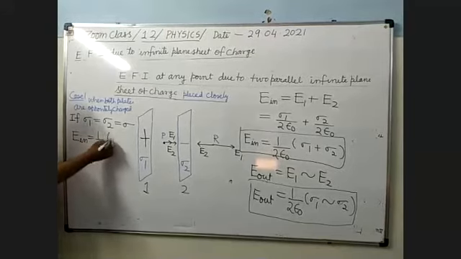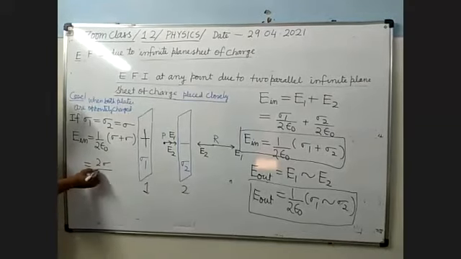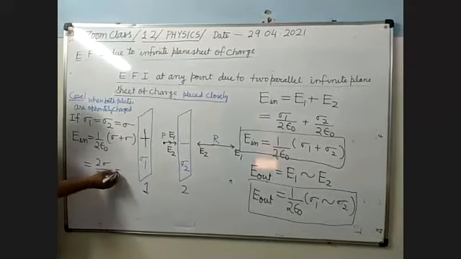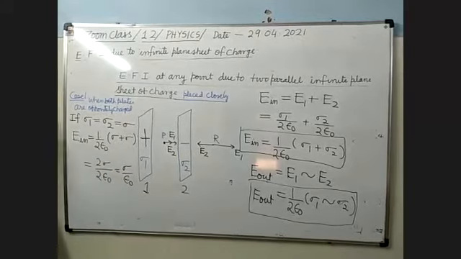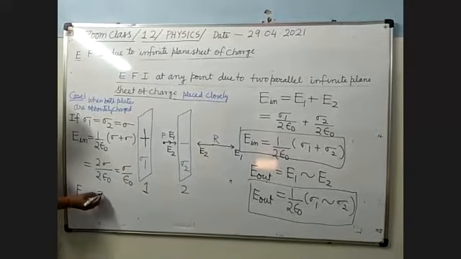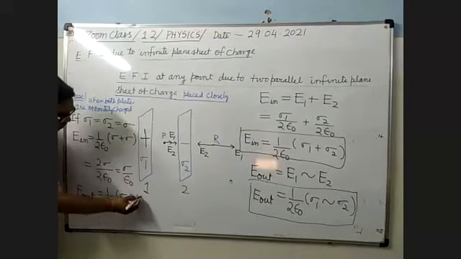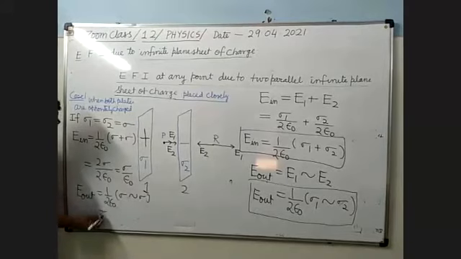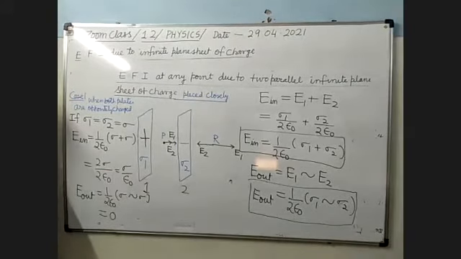1 upon 2 epsilon naught times sigma plus sigma, that is 2 sigma upon 2 epsilon naught, that is sigma upon epsilon naught. And what will be E out? It will become 0. Sigma minus sigma means it will become 0. Means outside it is 0 and in between the plates it is sigma upon epsilon naught. It will be a uniform field.